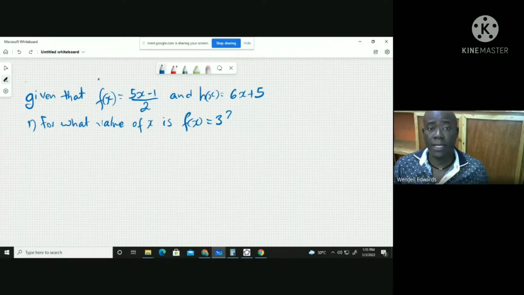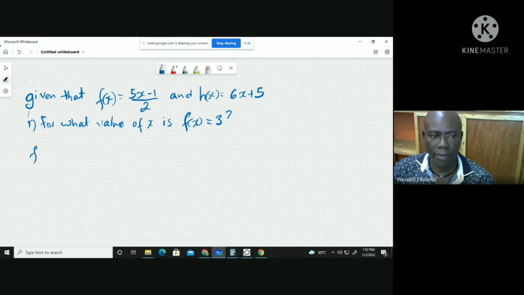So it says, given that f of x is equal to (5x minus 1) all over 2, and h of x is equal to 6x plus 5. Question 1 reads, for what value of x is f of x equal to 3? We really want to understand what this is saying. So this is saying that f of x, as you could see, is equal to (5x minus 1) all over 2.